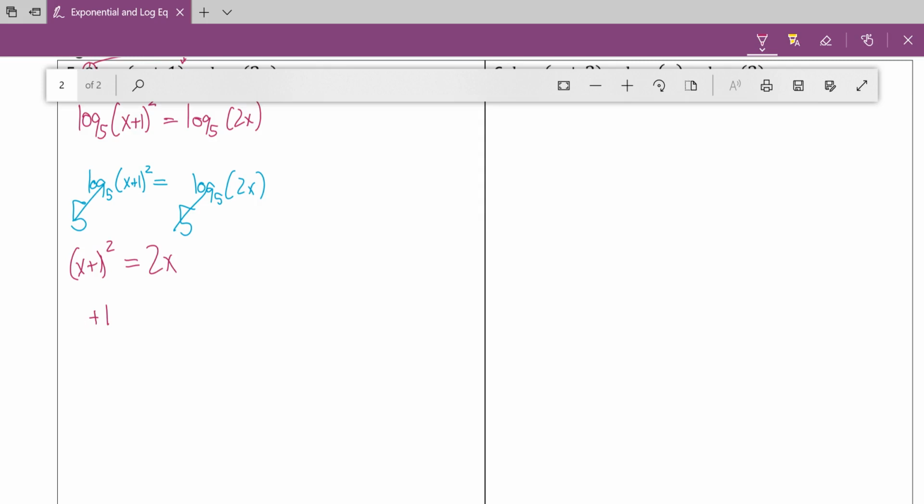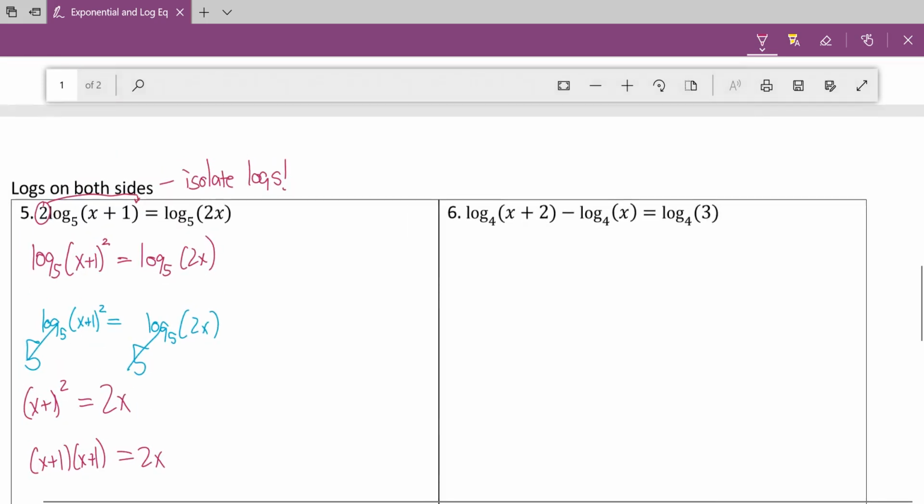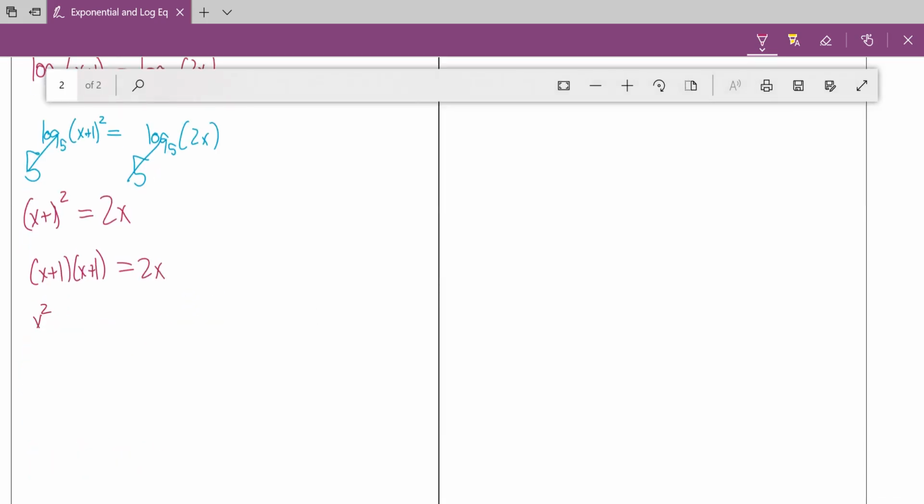Okay, at this point I hope you said to yourself, no it doesn't, Mr. Trenfield. X plus 1 squared is x plus 1 times x plus 1. I hope you said that, right? And then x plus 1 times x plus 1 is x squared plus 2x plus 1, equals 2x. Now I see I have a quadratic again, but my 2x is going to conveniently go to 0 on both sides. And I get x squared equals negative 1, and x is plus or minus i.